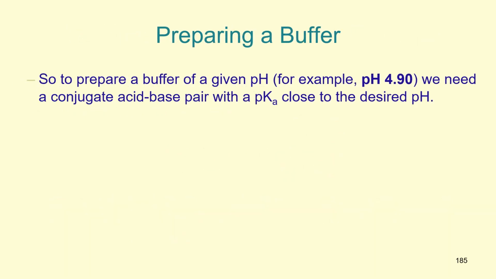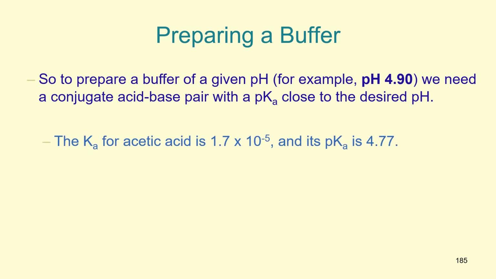So for example, let's say we want a pH of 4.90. We need a conjugate acid-base pair with a pKa close to that. The Ka for acetic acid is 1.7 times 10 to the minus 5th. If you take the negative log of that, you get 4.77, so that's pretty close to 4.9. What we're going to have to do is tweak the ratio of the conjugate base to acid to get the pH we want.